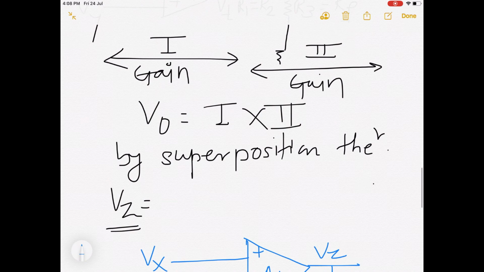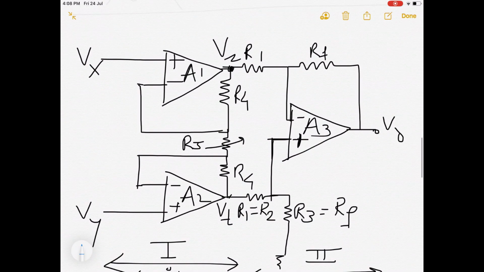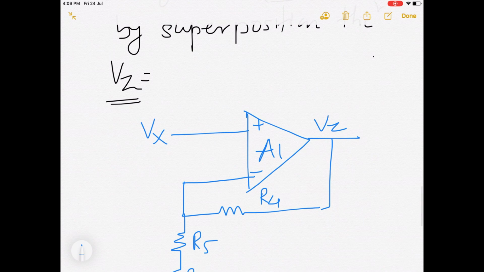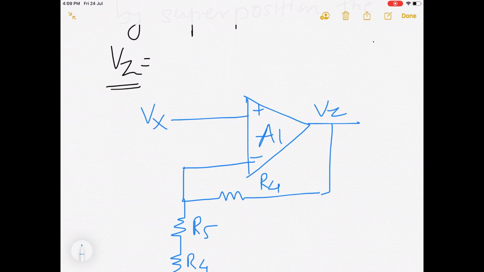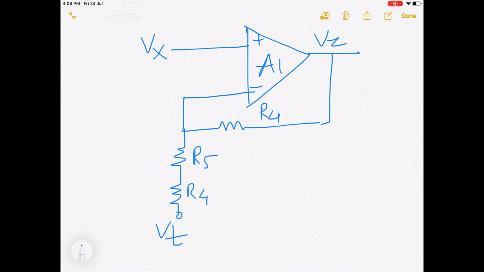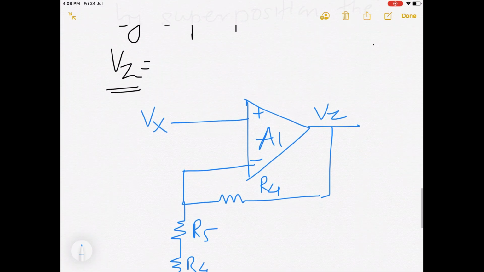Okay. Compare with this diagram, if you see this is Vz, Vt is applied here from this place, okay. Then Vx is applied from this place. So, two inputs are applied and we have to calculate Vz here. So, for calculation of Vz, first make Vt grounded. So, first we will make this ground and calculate the output voltage.